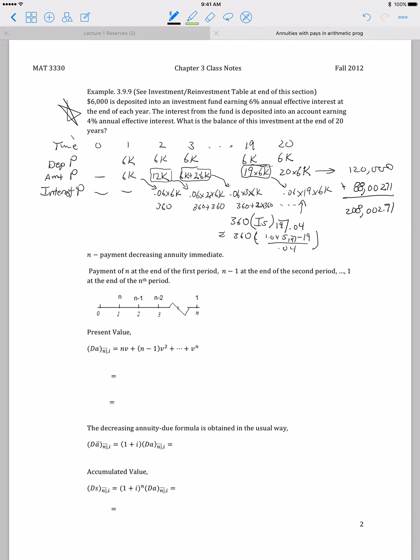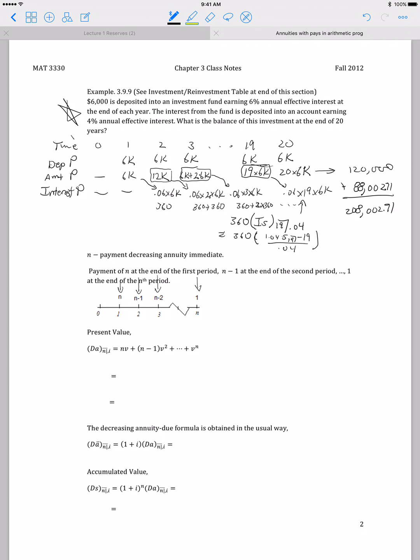So in a decreasing annuity immediate, we start out with a payment of n at time 1. We decrease the payment by 1 at time 2. We decrease it by 1 again, so we have a payment of n minus 2 at time 3. If we continue this pattern, we will have a $1 payment at time n. And that will be our last payment, because it will go down to 0 by time n plus 1.